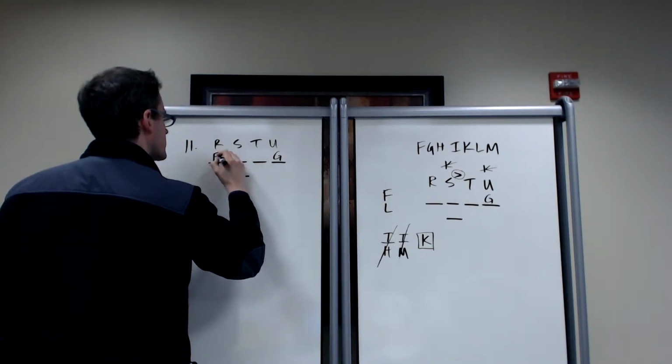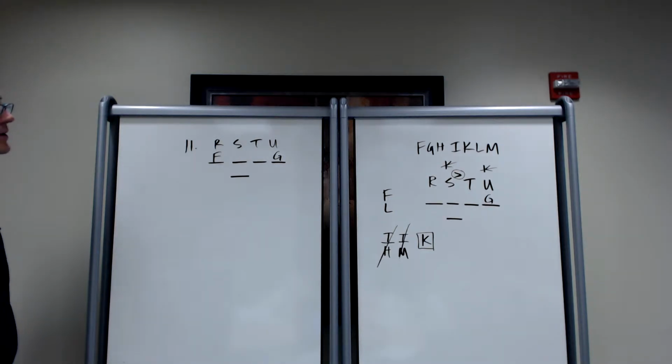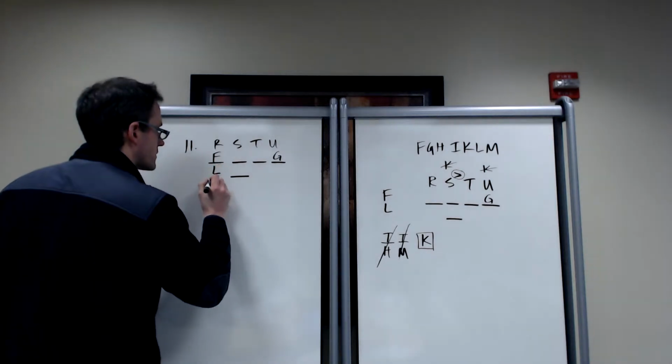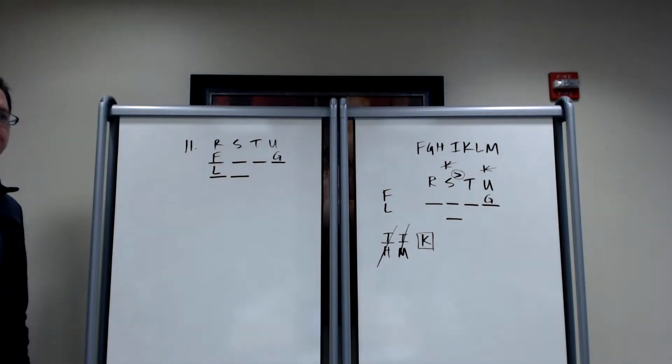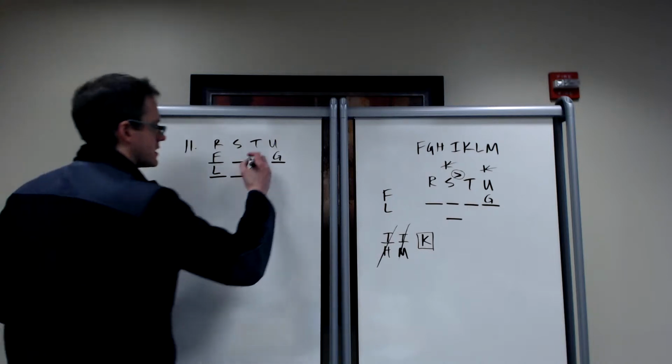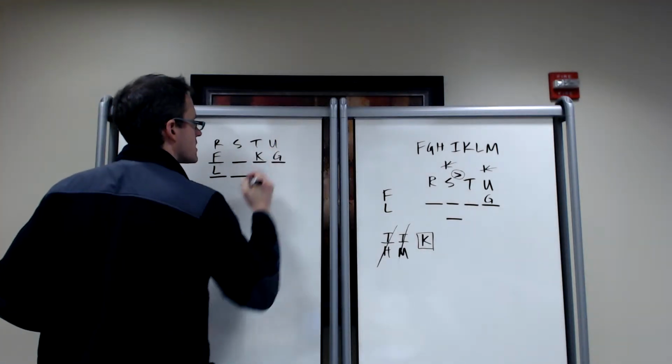Okay. If F goes to R, what do we know must be true? L goes with it. Okay, L goes with it. Excellent. What else must be true? K goes to T. Yeah, what's up with K? It goes with T because it has to be by itself. Yeah, so K has to go here.